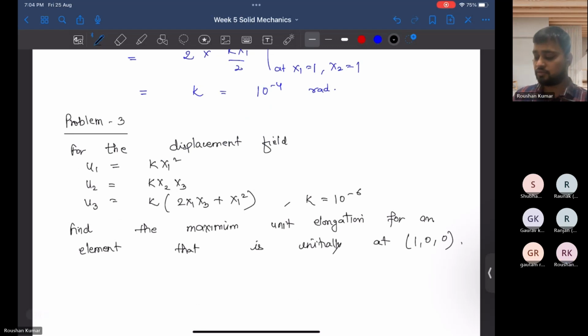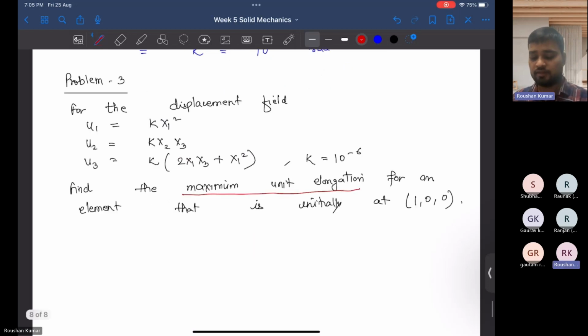So this question also says we have that, but here there is a twist, that is we have to find the maximum unit elongation, that is, the maximum principal strain. There are two different ways. Analytically, we find the eigenvalue of the strain tensor, which gives the maximum principal strain. The other way is to use the Mohr circle concept.